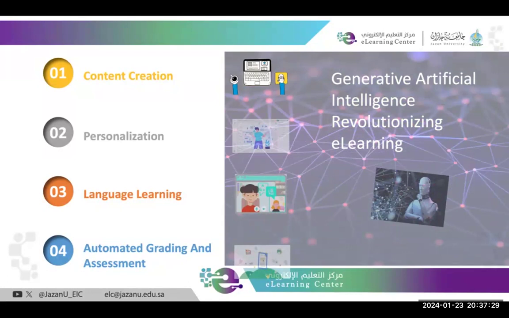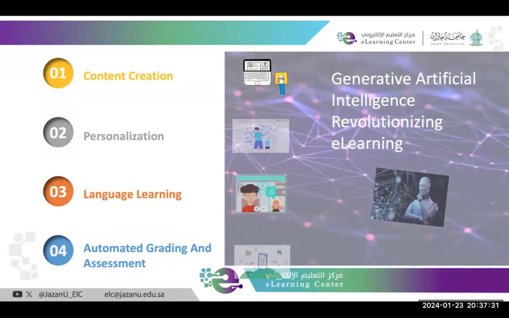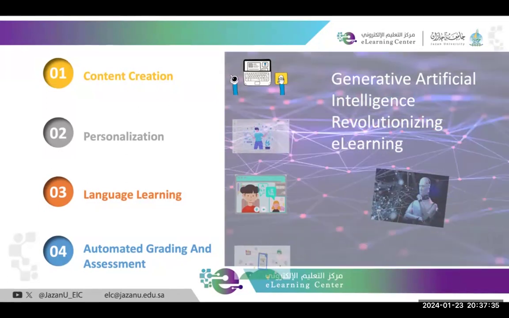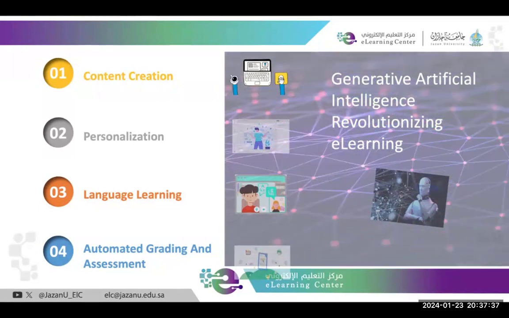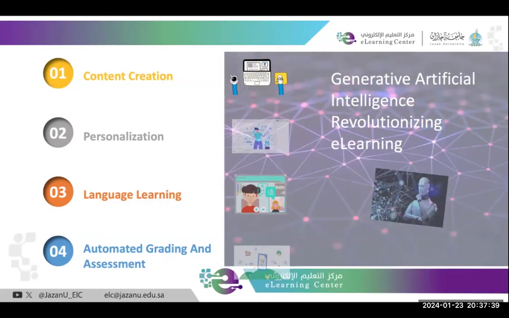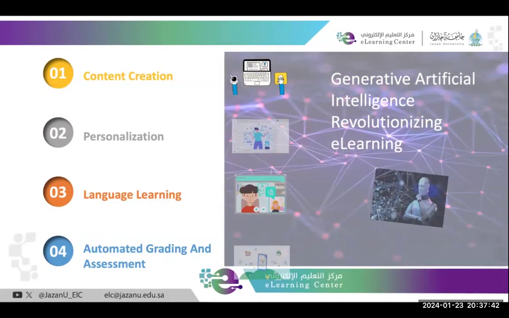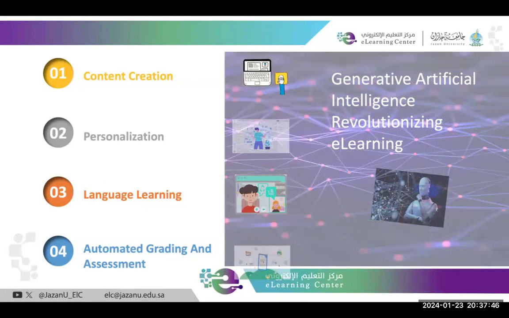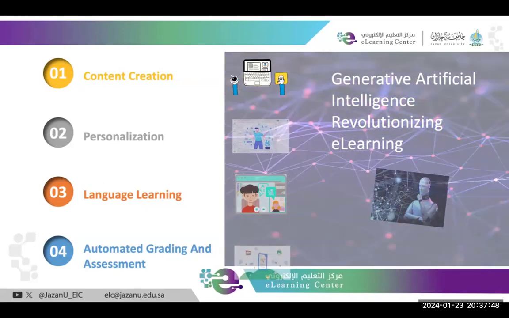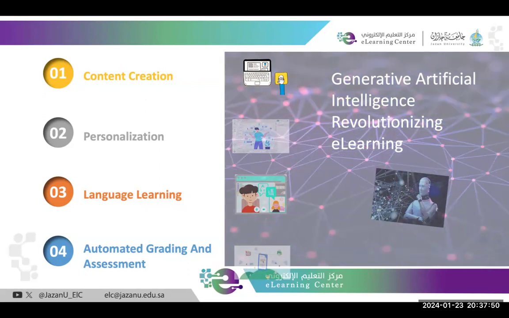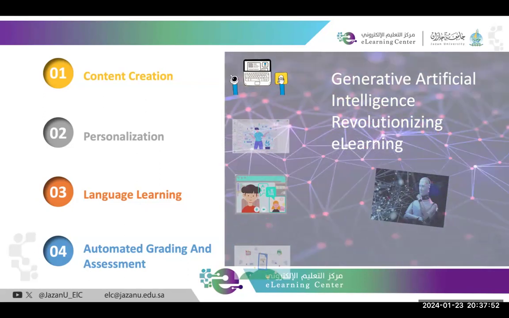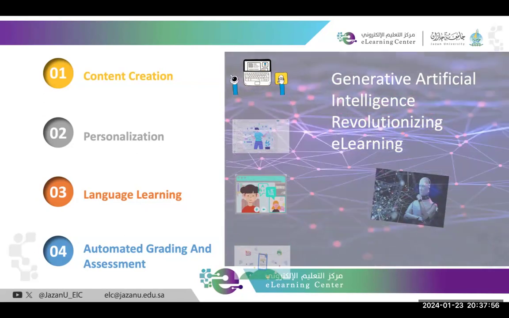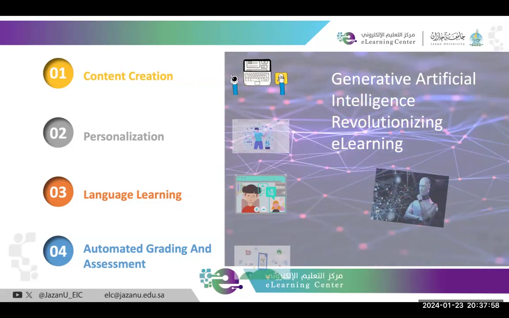We do need to build an understanding of content creation, personalization, language learning, automated grading and assessment, and everything that is based on generative artificial intelligence and how it is revolutionizing e-learning. So let's have a look at content creation, and how it works. Basically, content creation is the most important part of the e-learning industry, and generative AI can be utilized to generate high quality learning content.